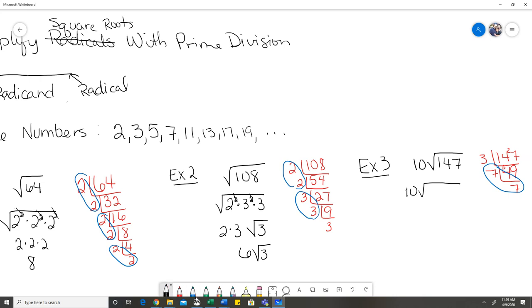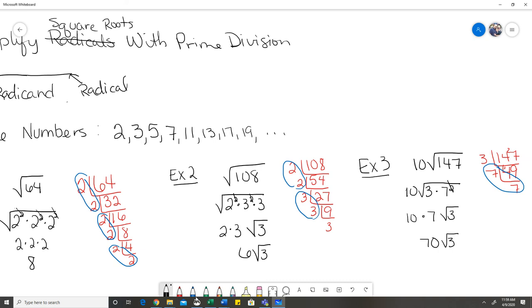So when I rewrite my radical, I'm going to have 3 times 7 squared. Okay? The radical and the square cancel each other out. So I've still got this 10 out front, but this 7 is going to come out front too, and that 3 has to stay inside. Well, now I'm just going to multiply the 10 times 7 and get 70 square root of 3.